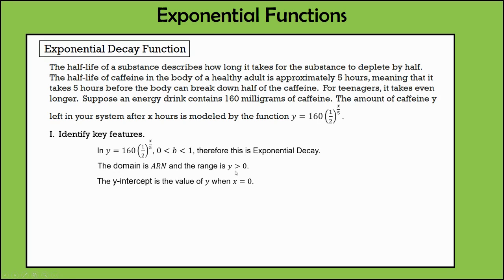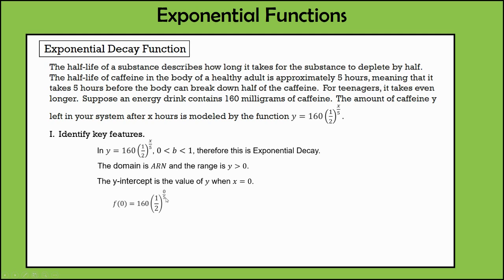What's the y-intercept? Well, what's the value when x is 0? Should make sense to you here. When x is 0, that means I've done 0. There's no time passed after having taken in that 160 milligrams of caffeine. So 0 out of 5. Well, 0/5 means you got 0. You got no fifths, so that's 0.